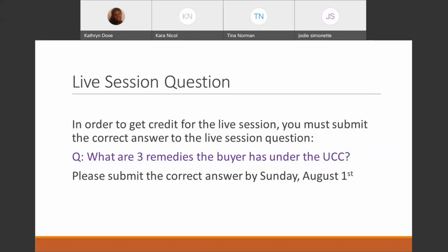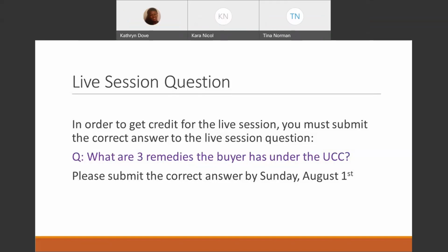You can Google it, you can look up your notes from last week. Just need the correct answer. What are 3 remedies the buyer has under the UCC? Please be sure to submit the correct answer by Sunday, August 1st. Any questions?